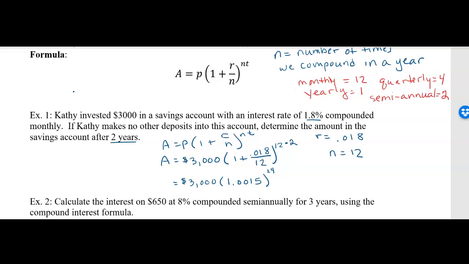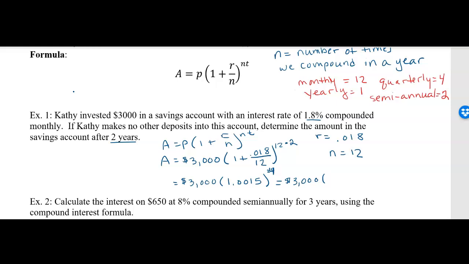So do not multiply the 3,000 yet. You can't. You have to do the exponent first. That means I have 3,000, and I'm not doing anything with that yet. Take 1.0015 to the 24th power.